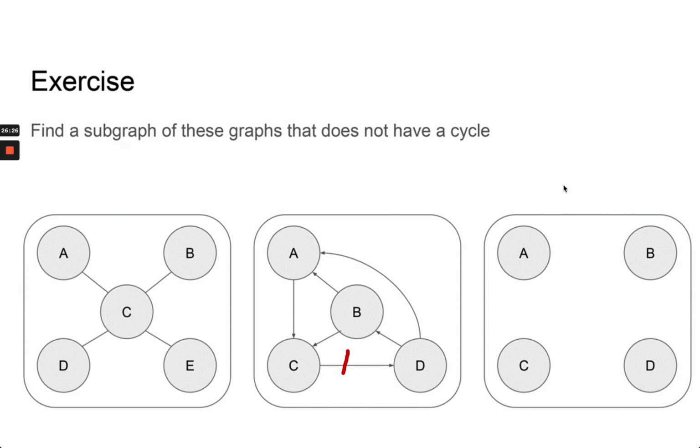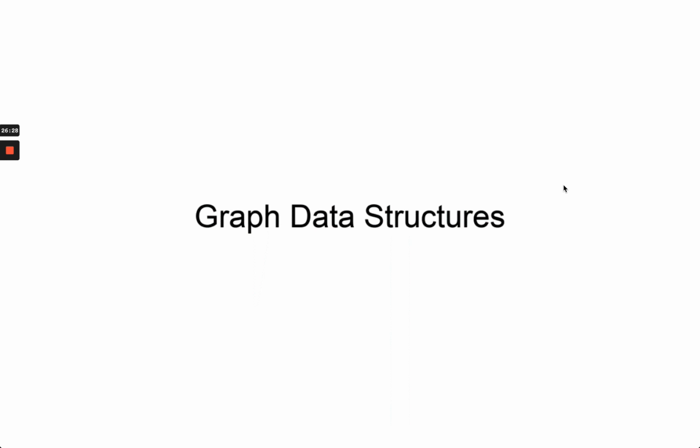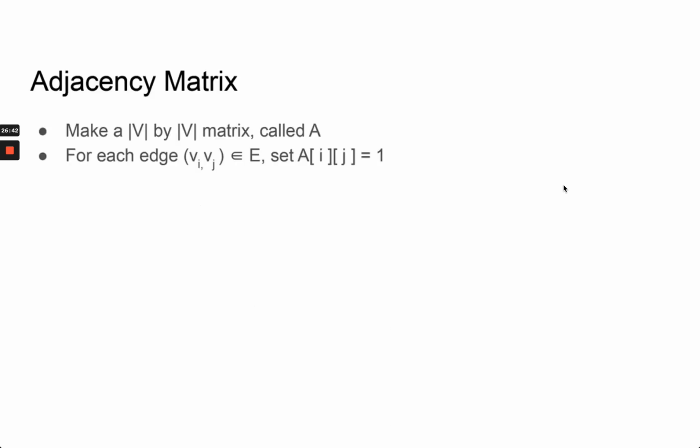Okay, let's talk about how graphs are used in the context of programming, because we can write them down mathematically, but how do we actually encode them? There are two main ways to encode graphs. The first is with an adjacency matrix. A matrix is, for anyone unfamiliar, basically a 2D array.